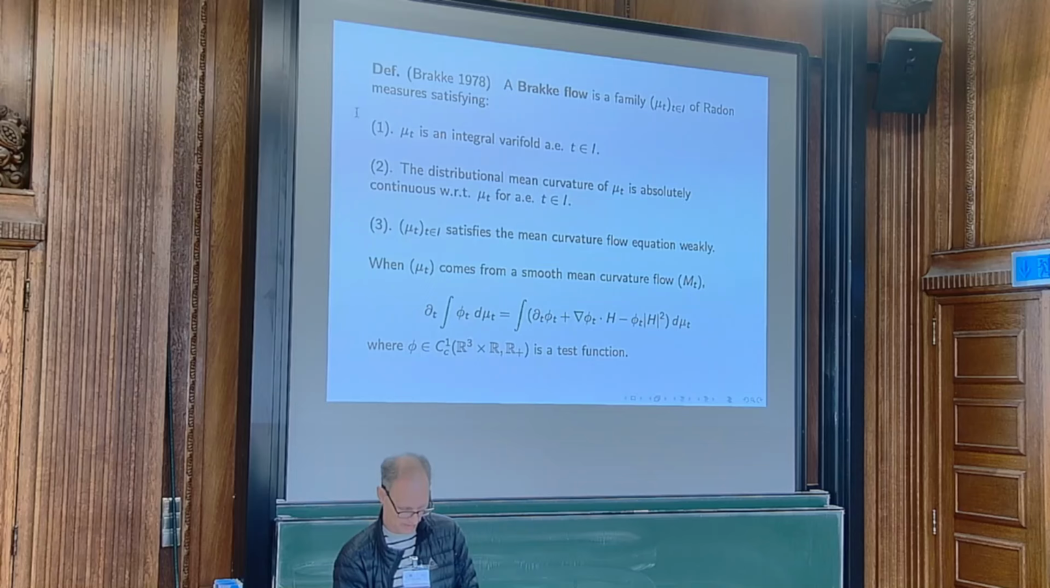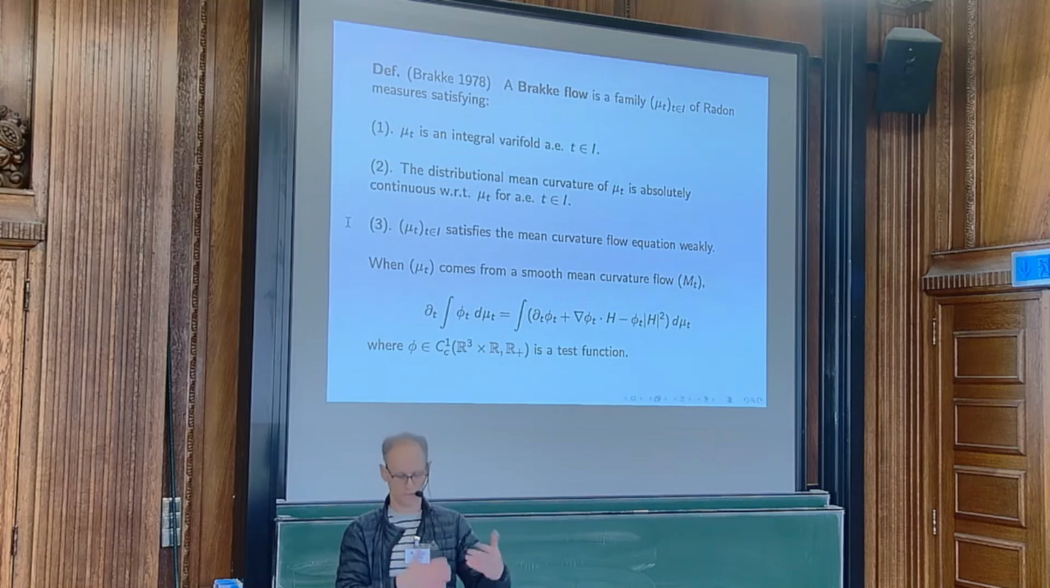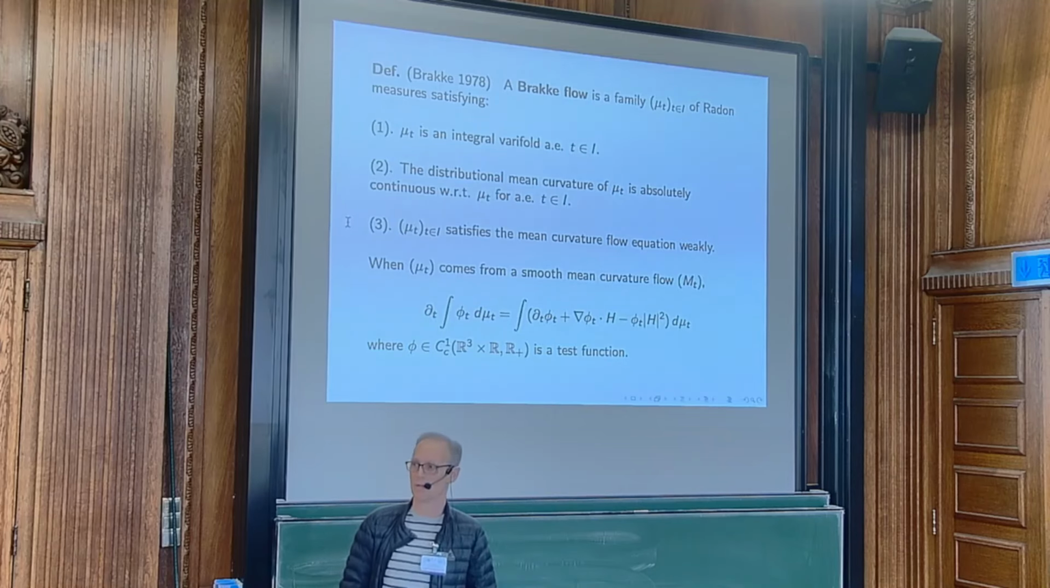Now here's the definition of a Brakke flow. You have a family μ_t of Radon measures, where μ_t is an integral varifold for almost every time. Also, for almost every time, the distributional mean curvature should be somewhat well behaved: it's supposed to be absolutely continuous with respect to μ_t. And then this evolving family of measures should satisfy the mean curvature flow equation weakly.